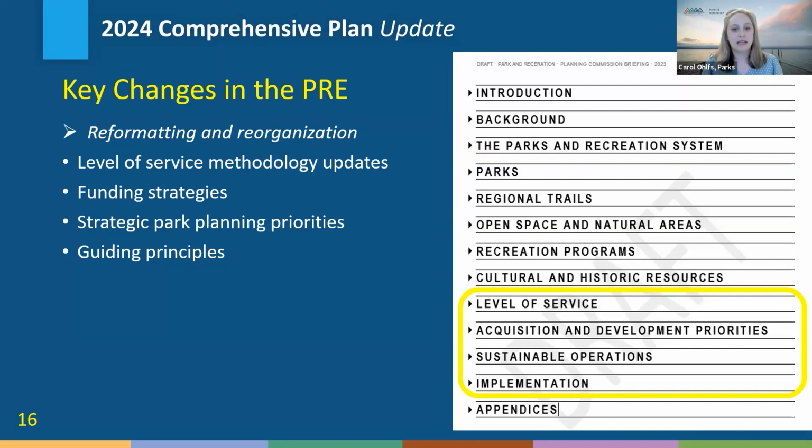that focus on implementation methodology. This includes an examination of the level of service calculations, acquisition priorities, and sustainable operations initiatives. And lastly, the element concludes with an implementation matrix that includes a list of projects and programs that will form the basis of CIP and budgetary decisions in future planning years.